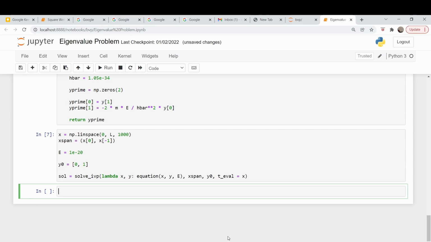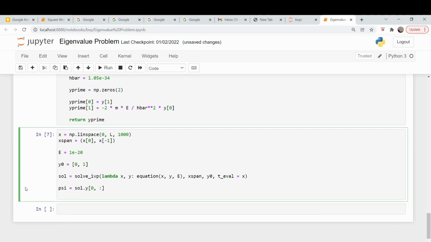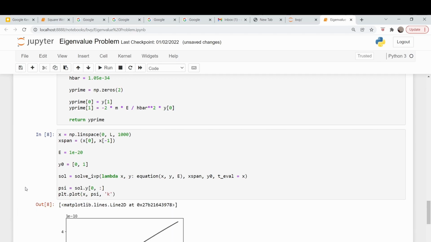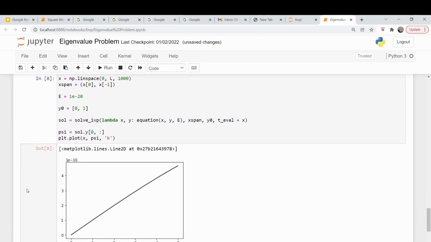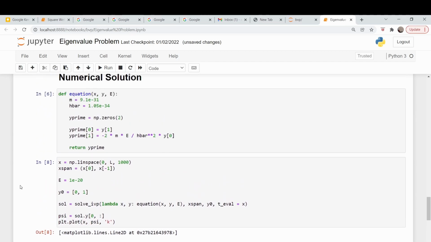Let's plot the results now. For convenience, I'm going to pull out our solution psi here and just do a plt.plot of x comma psi and make it a black line. Well, that's not what we expect. We expect it to go up to some value and then come down and be 0 at x equal to 5 angstroms. So we need to adjust our value of energy.